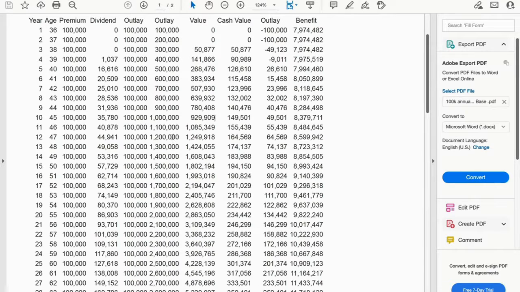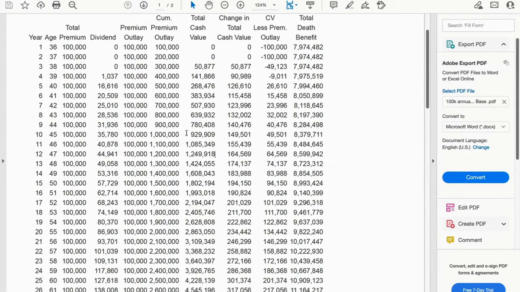This changes at year 12. At year 12, I've put in $1.2 million, and I now have $1.249 million. So finally, at year 12, what we call the break-even point, I have more cash value to be able to use than the actual dollars that I put into this traditional whole life policy. You'll see that the death benefit will also continue to increase and go up over time.